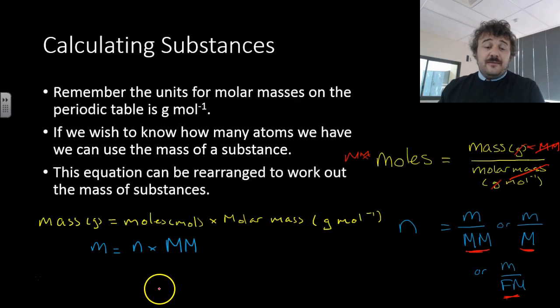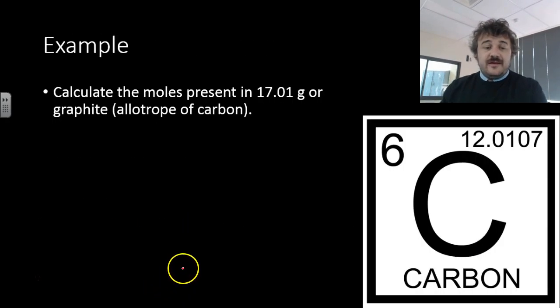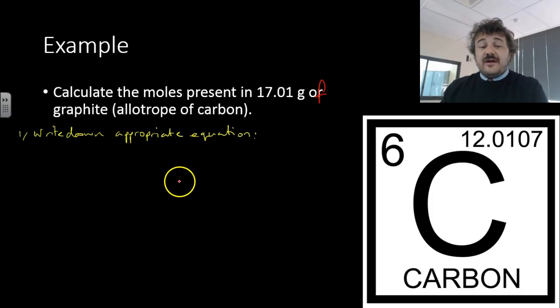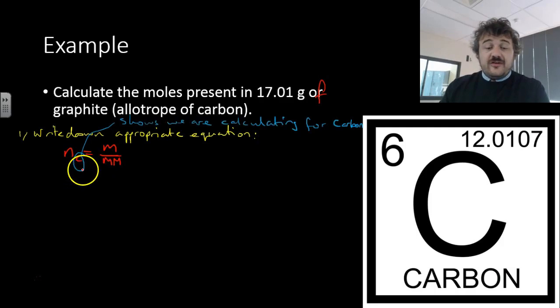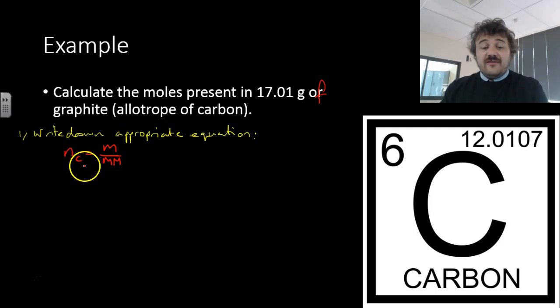Let's have a look at an example, and we'll show you. Oh, sorry, I skipped ahead there. We'll skip backwards. If you want to calculate the moles present in 17.01 grams of graphite. Graphite is an allotrope or version of carbon, so it's just carbon. So the first thing we do is we write down the appropriate equation, which in this case is moles of carbon, that little c showing we're calculating for carbon, equals mass divided by molar mass.